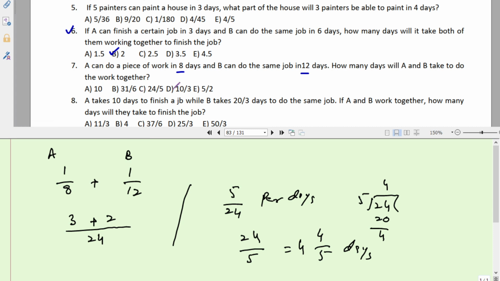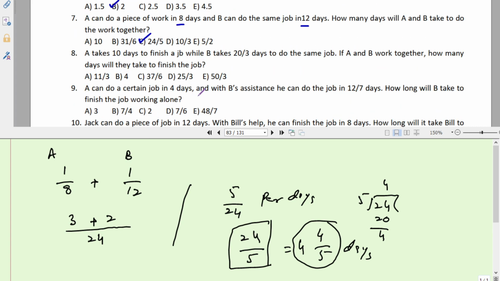That is, the answer is 24 over 5 given. Okay, so you don't need to convert into this. So that's why I usually say that keep an eye on the answer. So you just don't have to do this. Well, that's 24 over 5. 24 over 5.